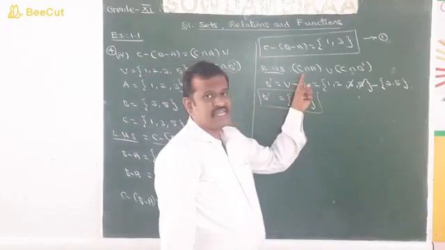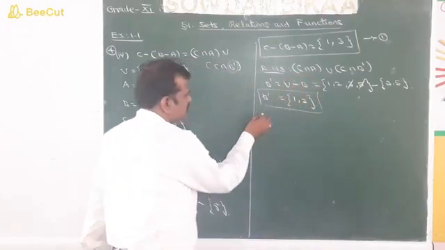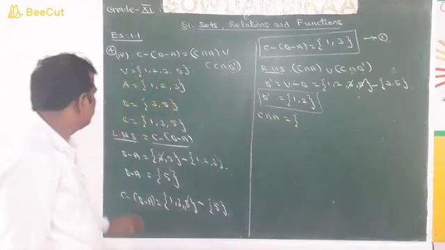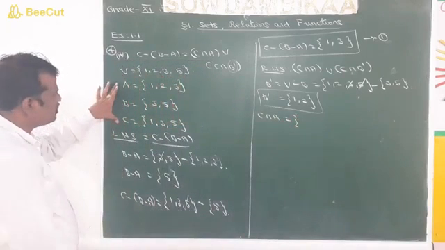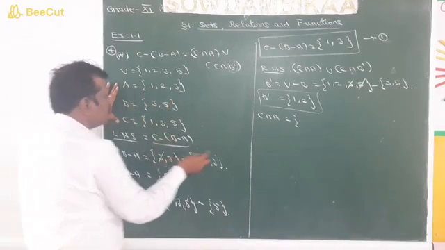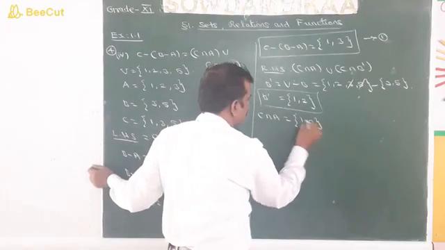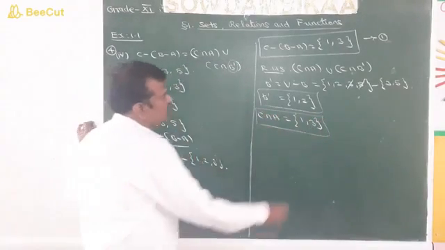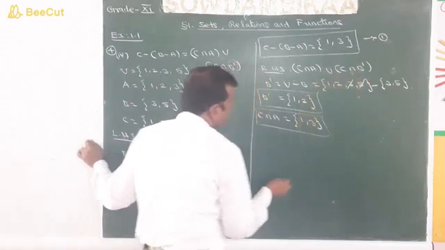Next we have to calculate C intersection A. That is C intersection A. That is common elements both in C and A. This is C and this is A. What are the common elements? 1 is there, 3 is there, and 5 is there. So 1, 3. So is C intersection A. Is it clear? Right.